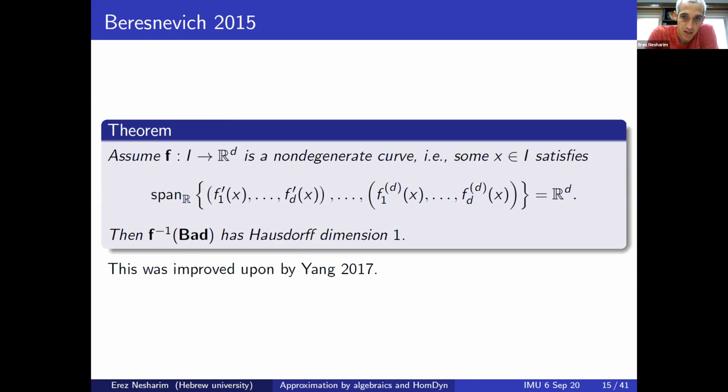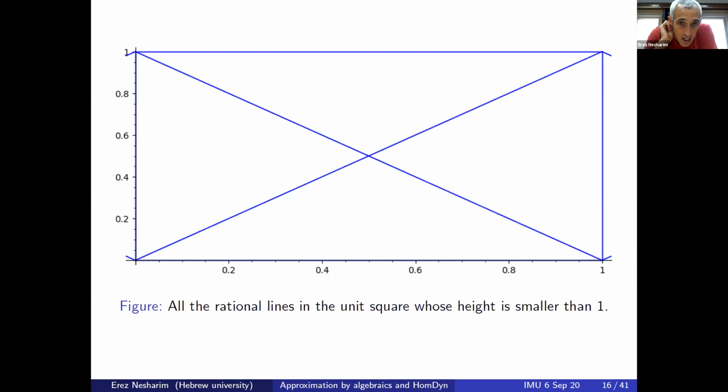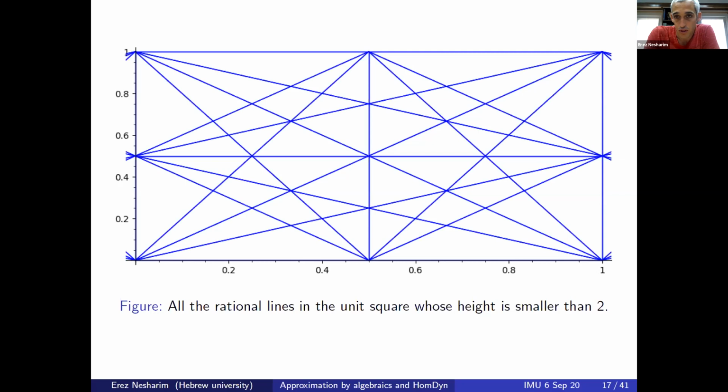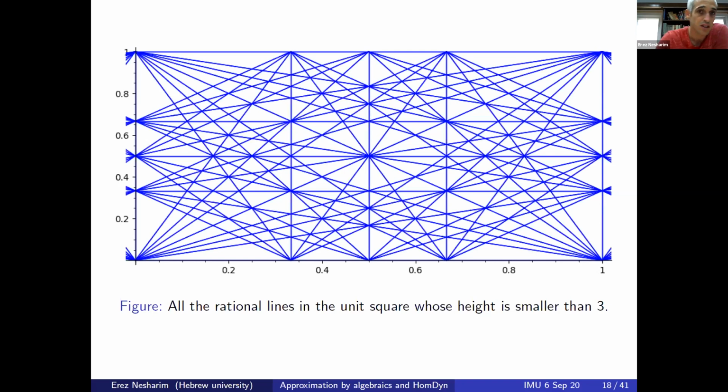So these are all the rational lines that intersect the unit square with height smaller than one. So it's basically lines of slope one, lines of slope minus one, and zero as well. But it becomes more complicated when you add the lines of slope two and so on. So it becomes more and more complicated.